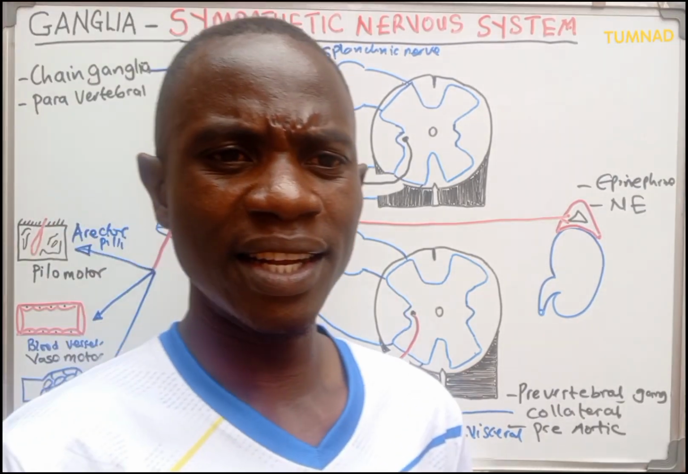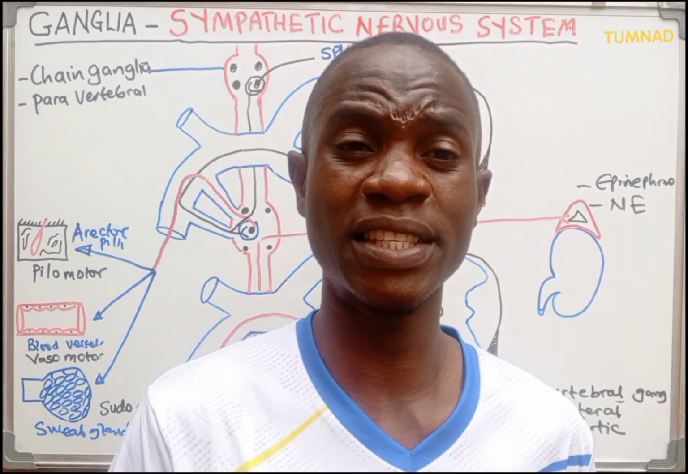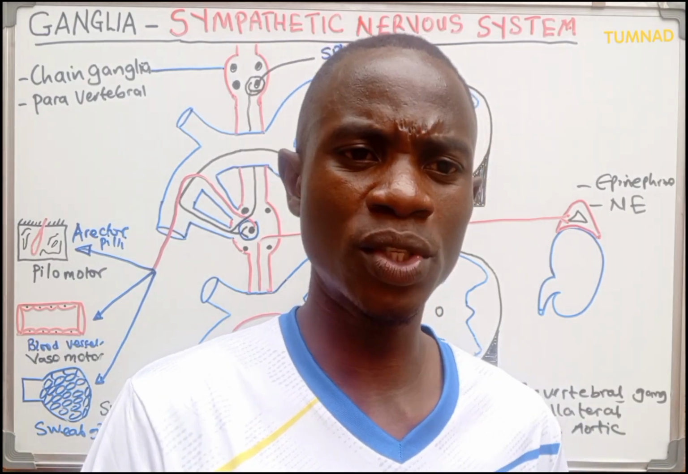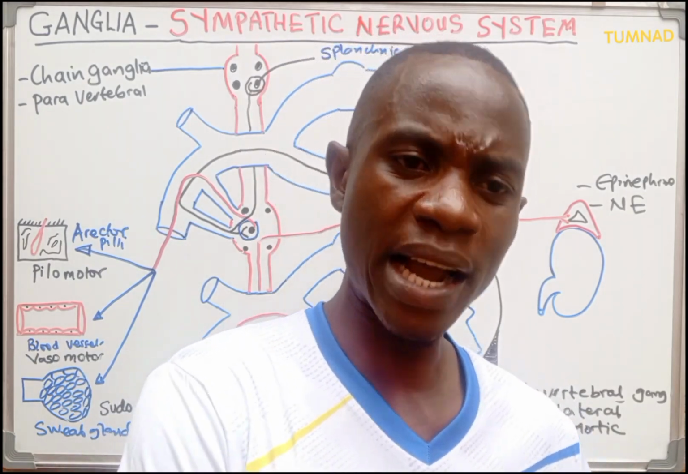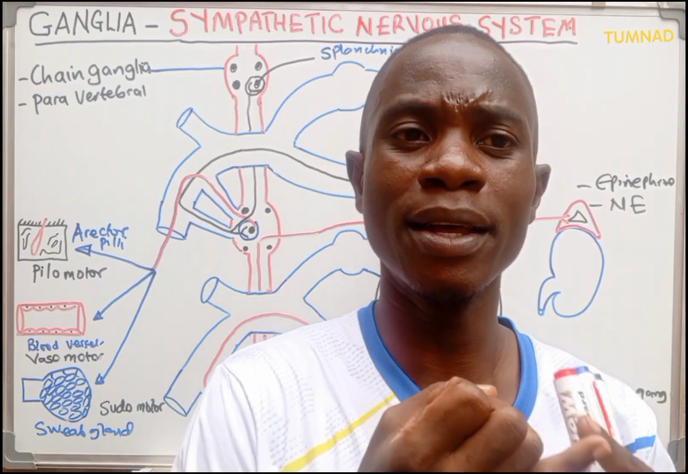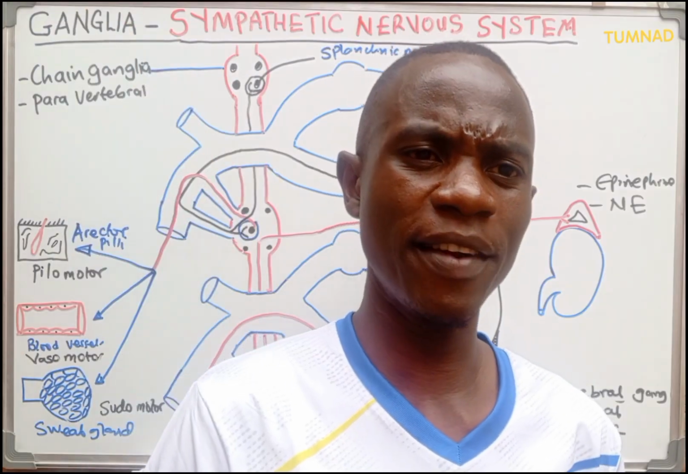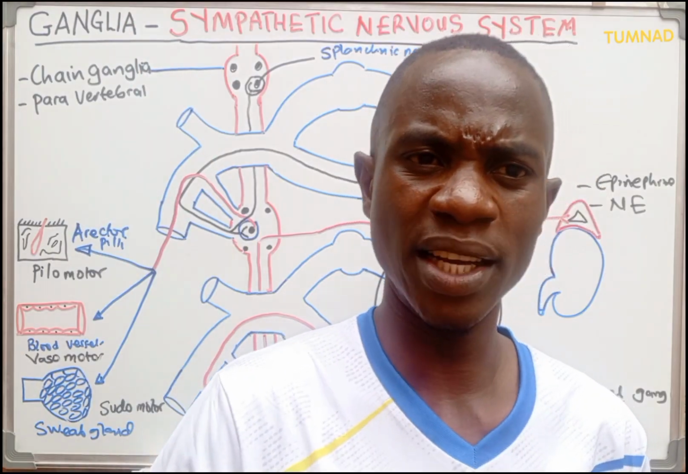So now in the next video we're going to be talking about the cervical ganglia part of the sympathetic nervous system. We need to see how these fibers come out of the spinal cord and pass through the cervical ganglia, what we call the superior, the middle, and then the inferior, and then they go to innervate different structures. That's going to be our next video.